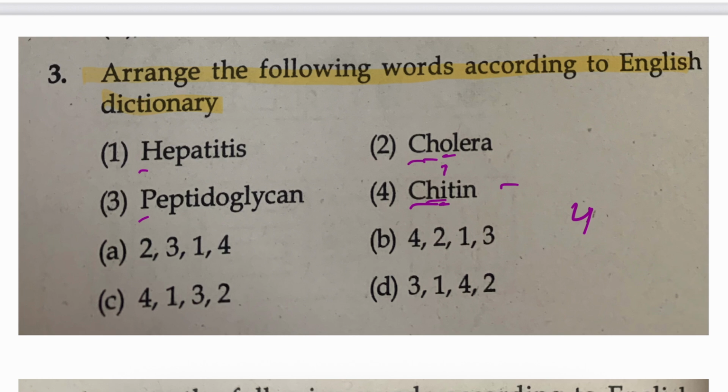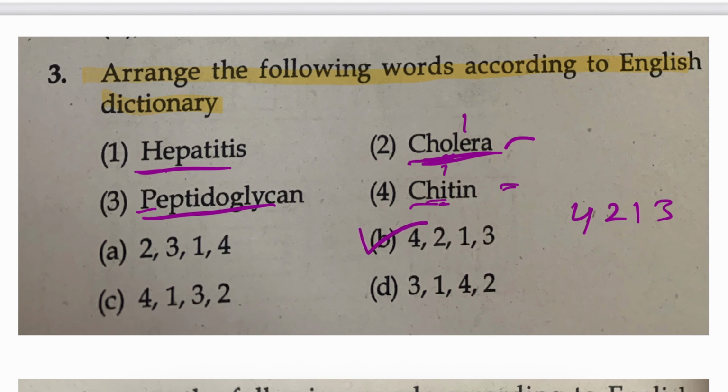Now we'll check the other letters in the second option. Then the fourth one is L, so obviously the second one will be cholera, 2. Then we got 4 and 2. We check these two options here. As you can see, H comes before P, so H will come first compared to P. So the order is 4, 2, 1. And the last one, we have only one option remaining, that is 3. So 4, 2, 1, 3. The option is B. B is the answer.